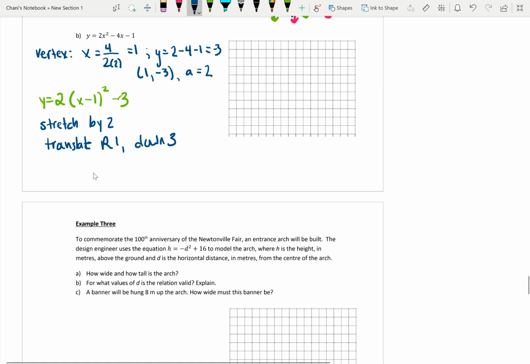So I'm going to put the y-axis right in the middle. I know I'm going to need to go down 3, so I'm going to put my x-axis here. Wait, oops.